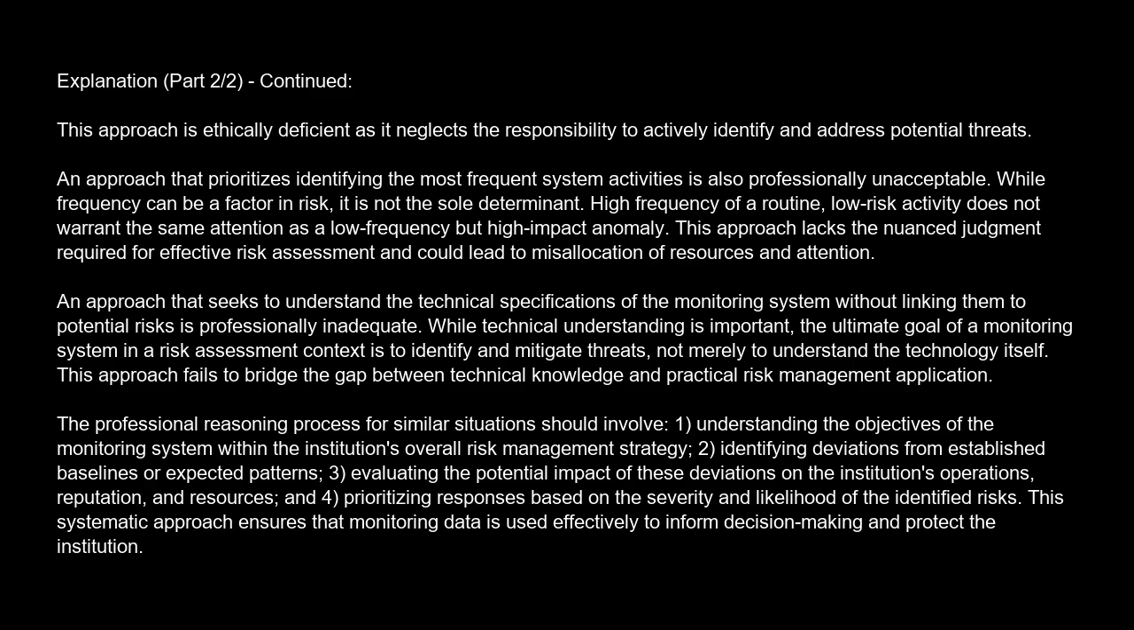The professional reasoning process for similar situations should involve: 1. Understanding the objectives of the monitoring system within the institution's overall risk management strategy. 2. Identifying deviations from established baselines or expected patterns. 3. Evaluating the potential impact of these deviations on the institution's operations, reputation, and resources. And 4. Prioritizing responses based on the severity and likelihood of the identified risks. This systematic approach ensures that monitoring data is used effectively to inform decision-making and protect the institution.